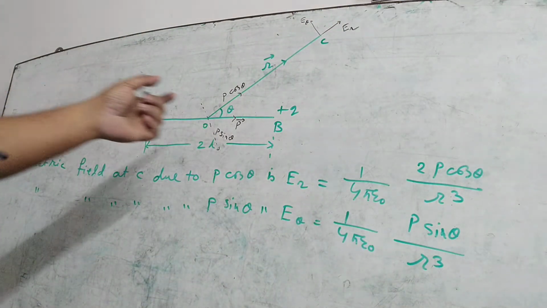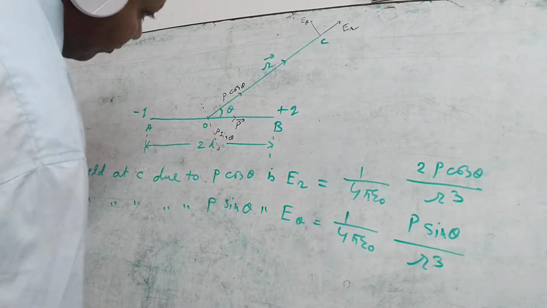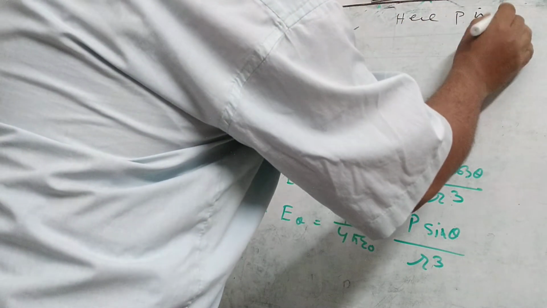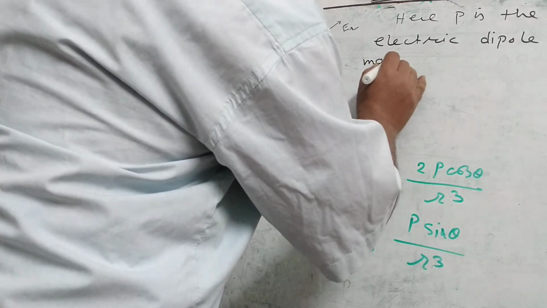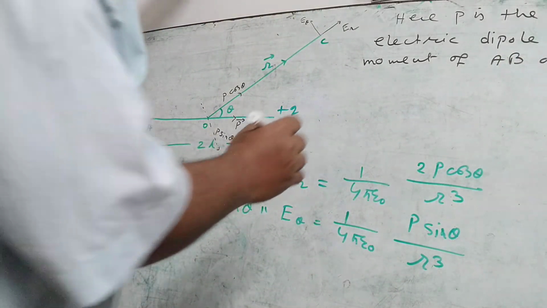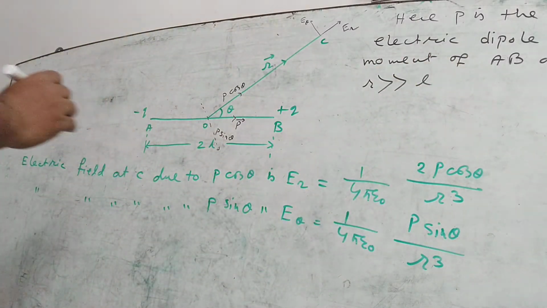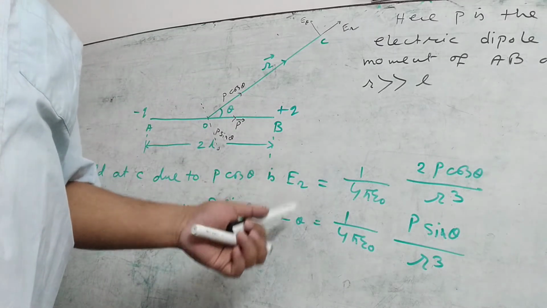Here P is the electric dipole moment of AB, and r is very much greater than l. Therefore, we can neglect the value of l in the expressions of E r and E theta.